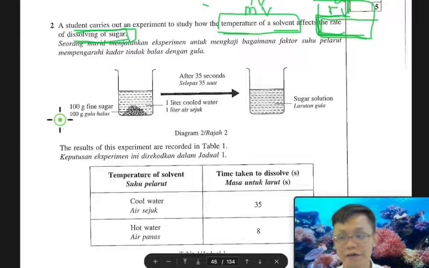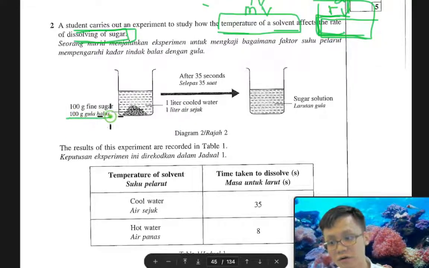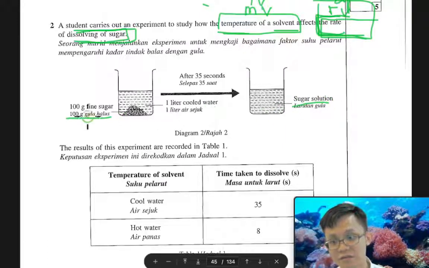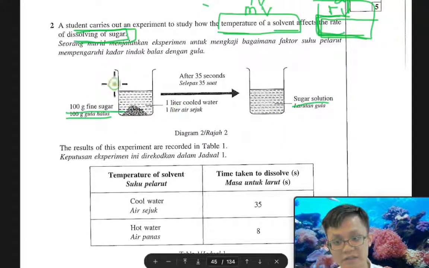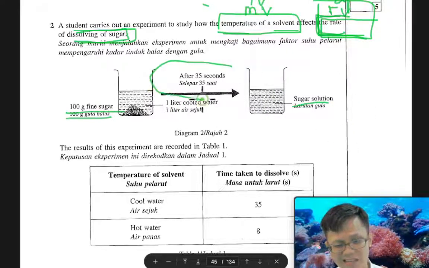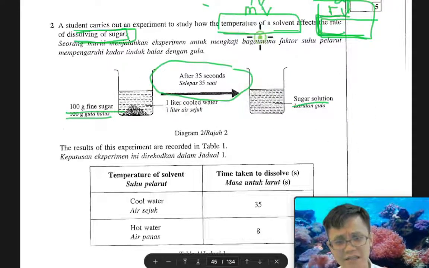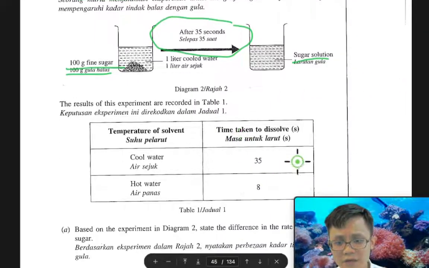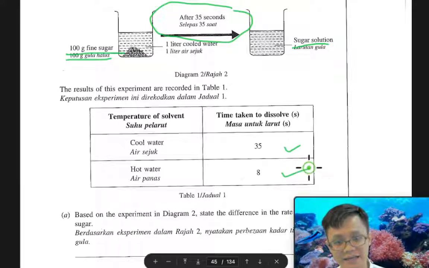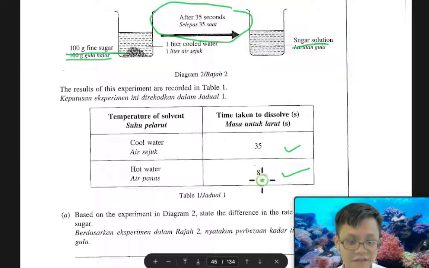Okay, so 100 gram of fine sugar, and we have a sugar solution. Of course, the solute and the solvent are here. When you mix it, it becomes a solution after 35 seconds. So of course, we say temperature. Here is 35 seconds. Here is 8 seconds. So of course, hot dissolves things better.